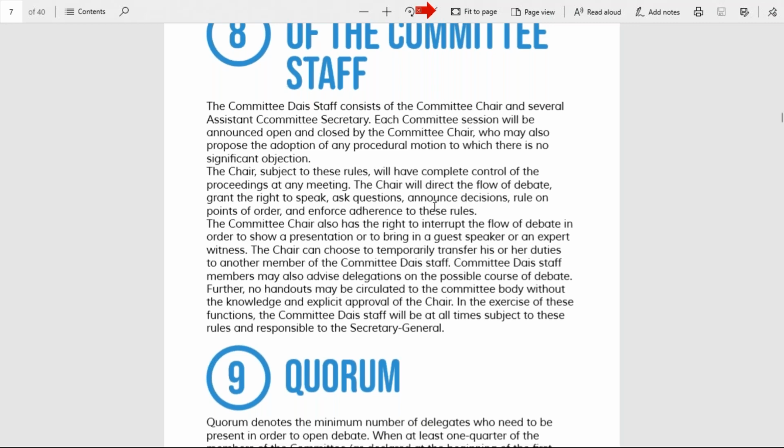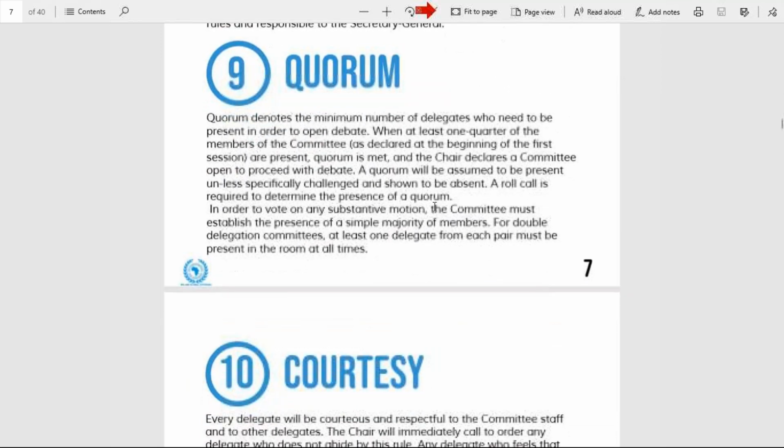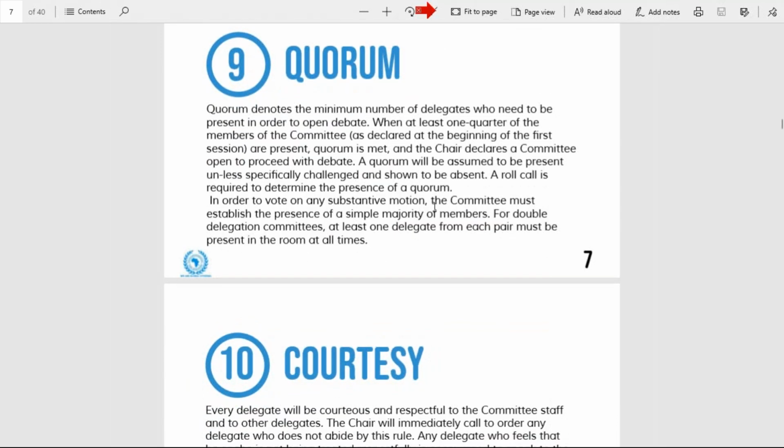Now we move on to the next part of this training, which is quorum. Quorum is ideally the number of people that are required to kickstart debate. So in the morning, this is where usually the flow of debate begins.